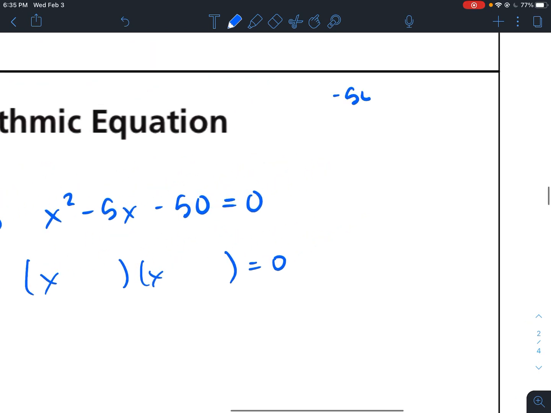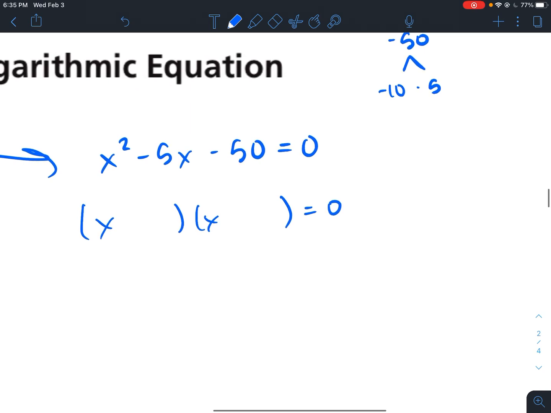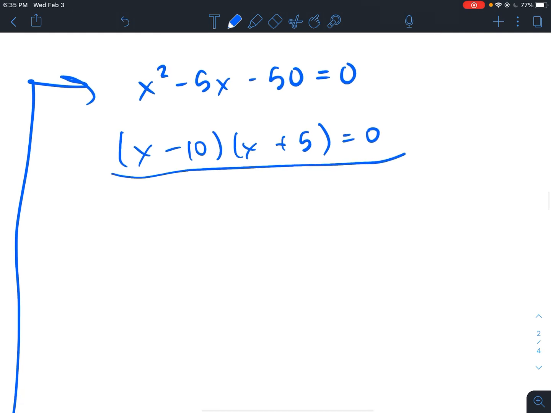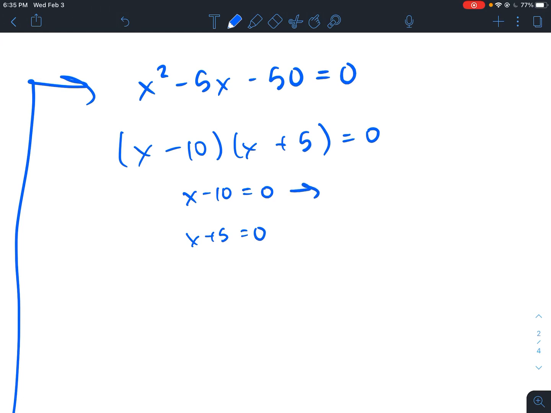So negative 50: two numbers that multiply to be negative 50 and add to be negative 5 would be negative 10 and positive 5. So I'm going to do minus 10 plus 5, and then I'm going to take my factors and set them equal to 0. So I have x minus 10 is equal to 0, and x plus 5 is equal to 0. In this case, x would equal 10. Here, x would equal negative 5. So here are two solutions.